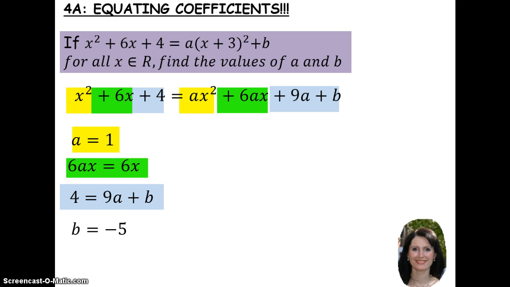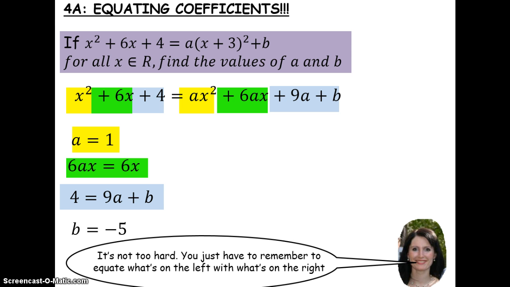In the green, we see 6ax equals 6x. That doesn't really tell us anything different because we already know from the yellow that a is 1. However, in the blue, if we substitute a as 1 into the equation, we can see that 4 equals 9 times 1, because a is 1, plus b. So b must be negative 5. It's not too hard. You just have to remember to equate what's on the left with what's on the right.